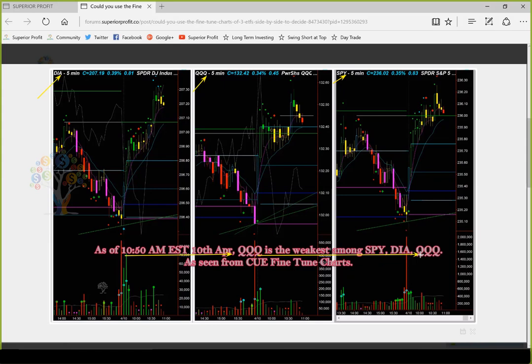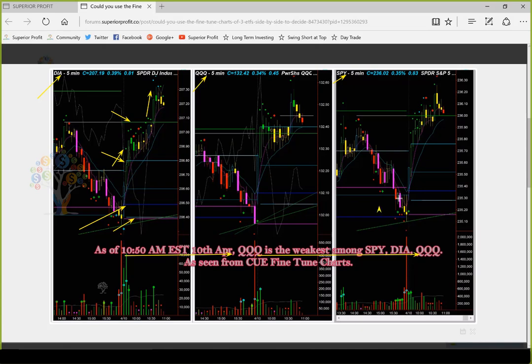So on this day, 10th April, on intraday chart using fine-tuned template, this is what I observed. This is DIA, where DIA opened, then early range high, early range low was formed. Price broke out of early range high. Price also went to last day's high and went up strongly from there.